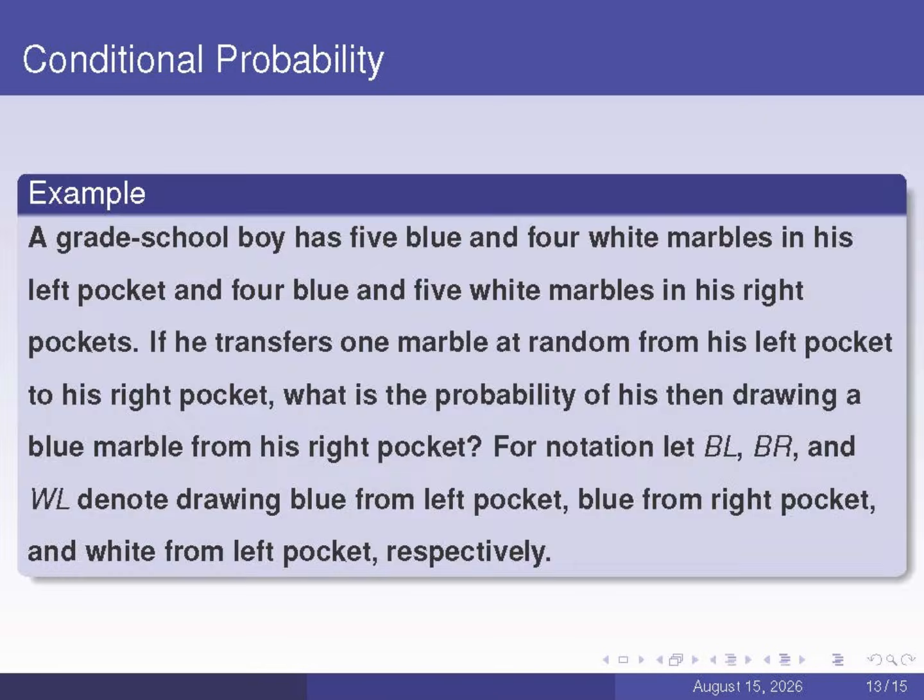An elementary school student has 5 blue marbles and 4 white marbles in his left pocket, and 4 blue marbles and 5 white marbles in his right pocket. If he randomly draws a marble from his left pocket and places it into his right pocket, what is the probability that a marble subsequently drawn from his right pocket is blue? In terms of notation, let BL, BR, and WL denote drawing a blue marble from the left pocket, drawing a blue marble from the right pocket, and drawing a white marble from the left pocket, respectively.